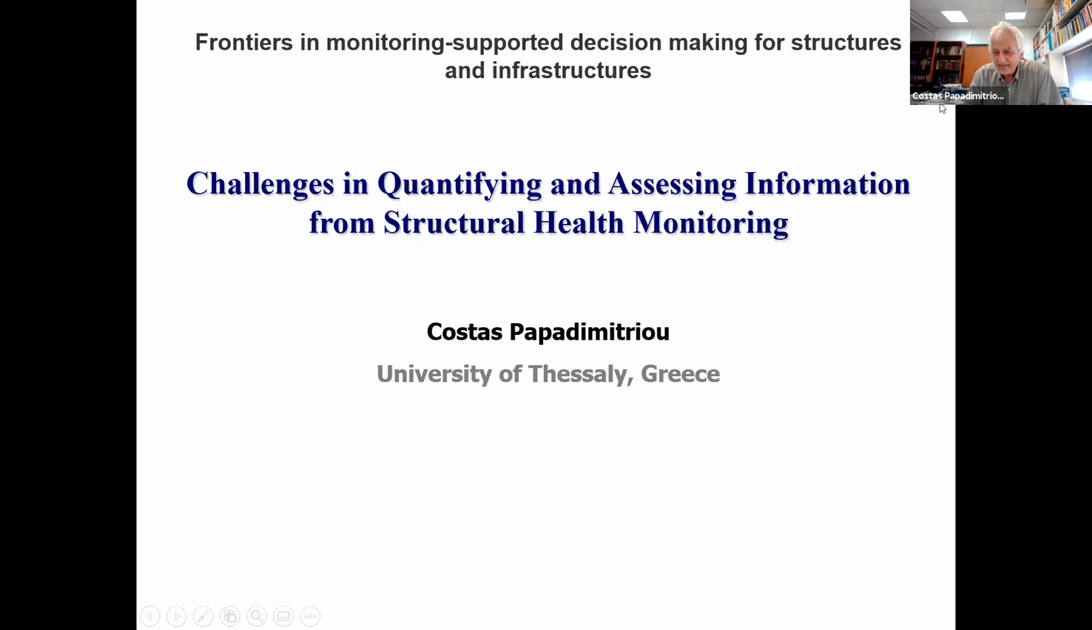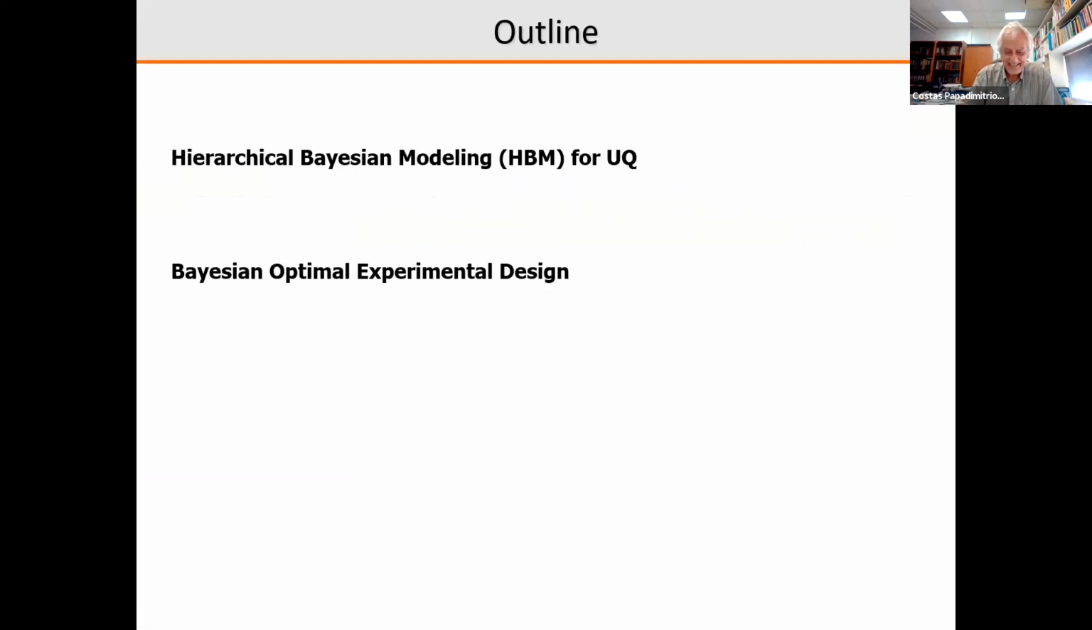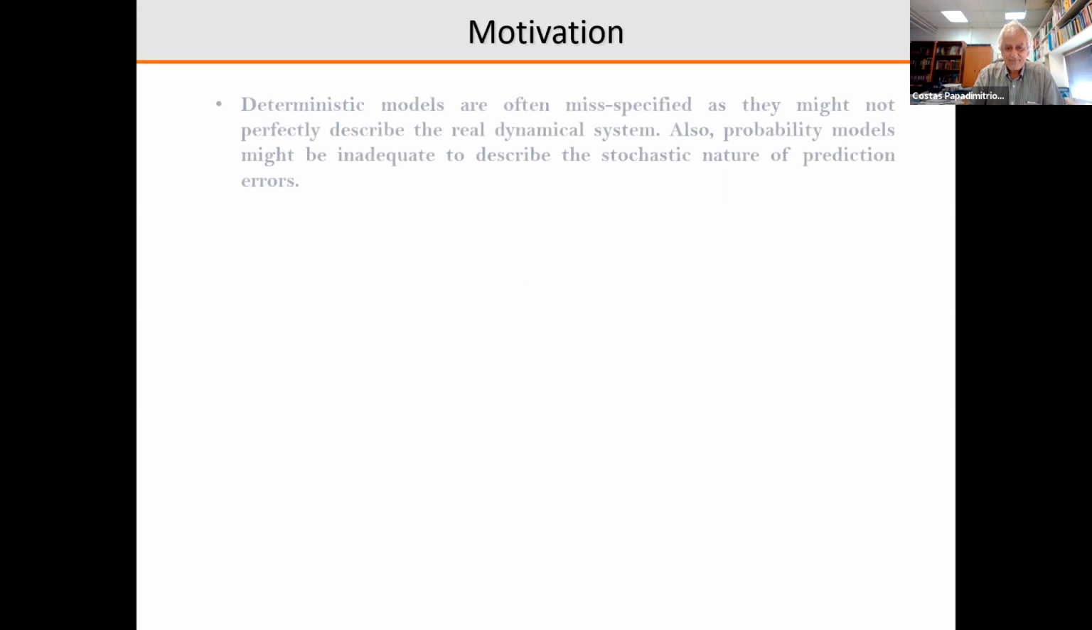Thanks for the very good words that you came up with. The title is similar here, and I'm going to present two issues. How to quantify properly the uncertainty from multiple data, and I'm going to use a hierarchical Bayesian modeling framework, trying to persuade you that this is the right way. And the second issue is what data to collect, and I'm going to talk about Bayesian optimal experimental design.